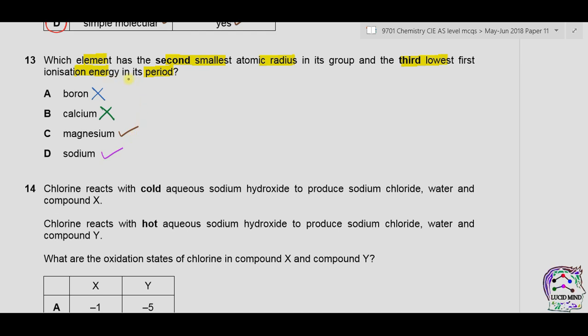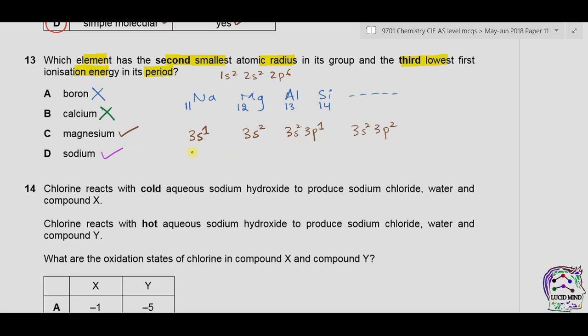Now let's find out the ionization energy in its period. Sodium and magnesium both belong to period 3 of the periodic table. So we have sodium, magnesium, aluminum, silicon, and so on. The atomic number of sodium is 11, for magnesium it is 12, for aluminum it is 13, then 14, and so on. Let's do the electronic configuration. For 10 electrons it is 1s2, 2s2, 2p6. Then for the 11th electron it will be 3s1. For magnesium it will be 3s2, as we have 12 electrons. For aluminum it will be 3s2, 3p1. For silicon it will be 3s2, 3p2.